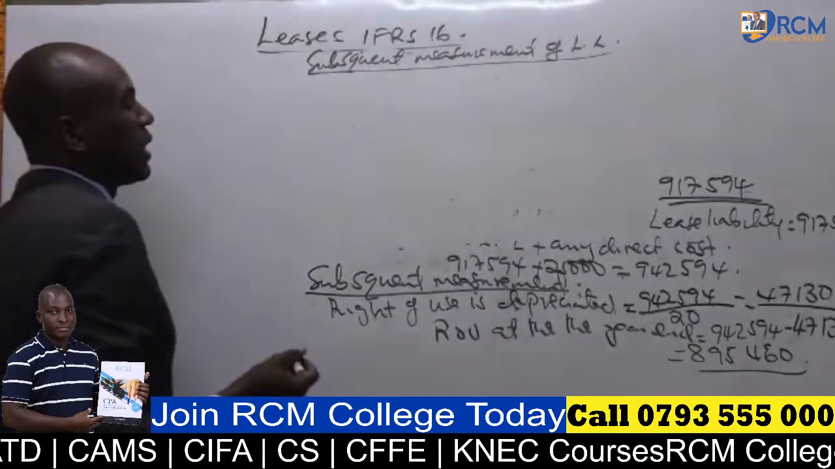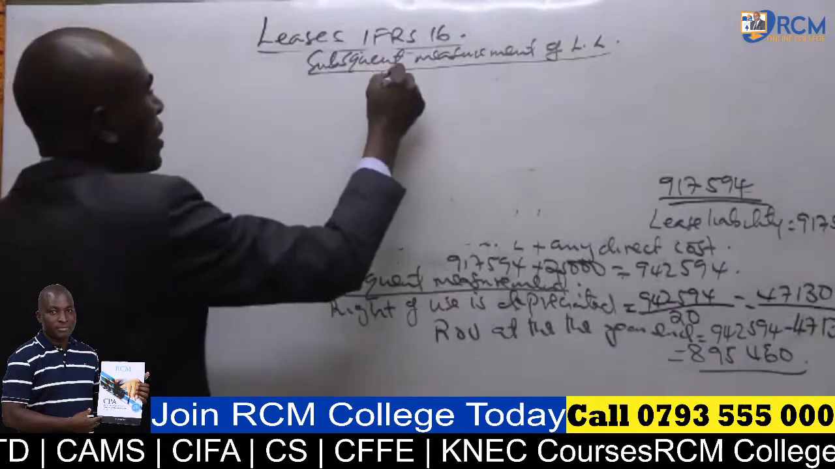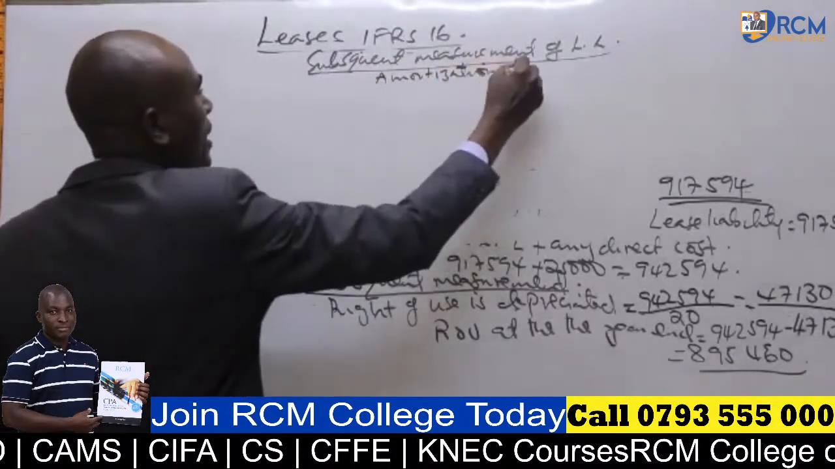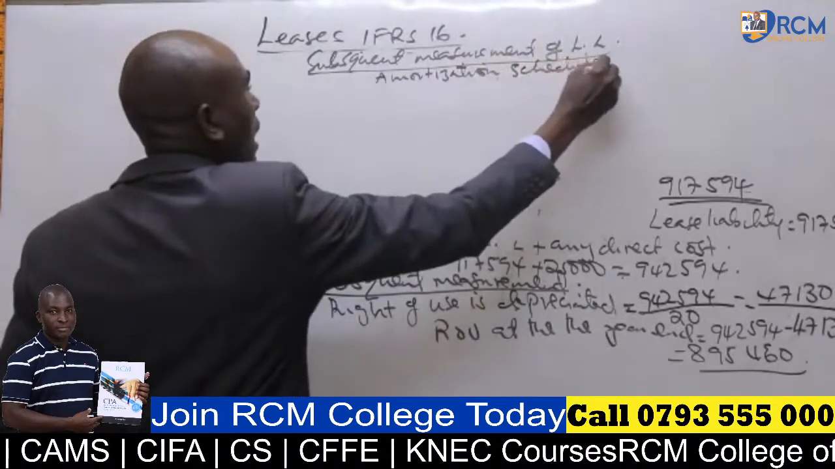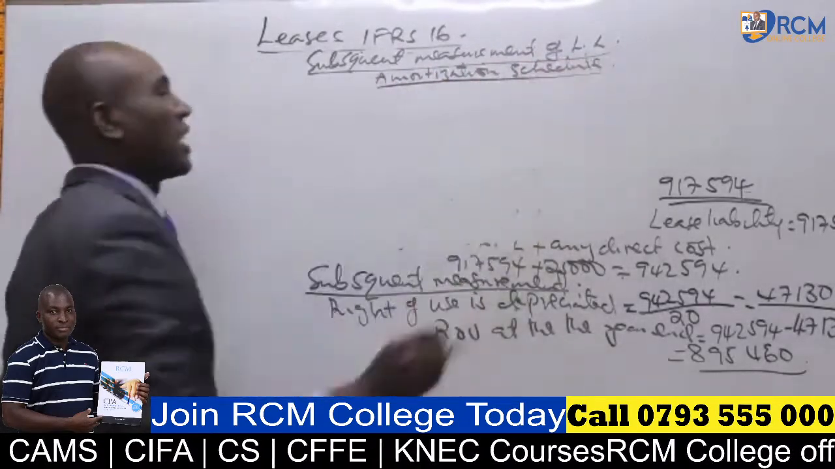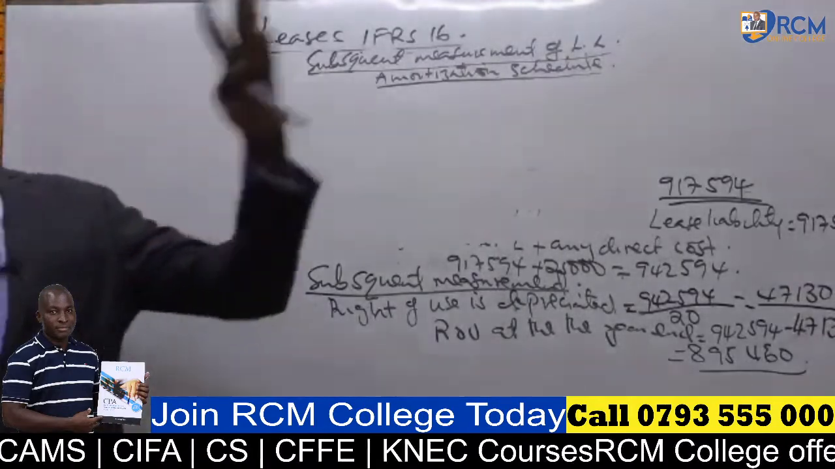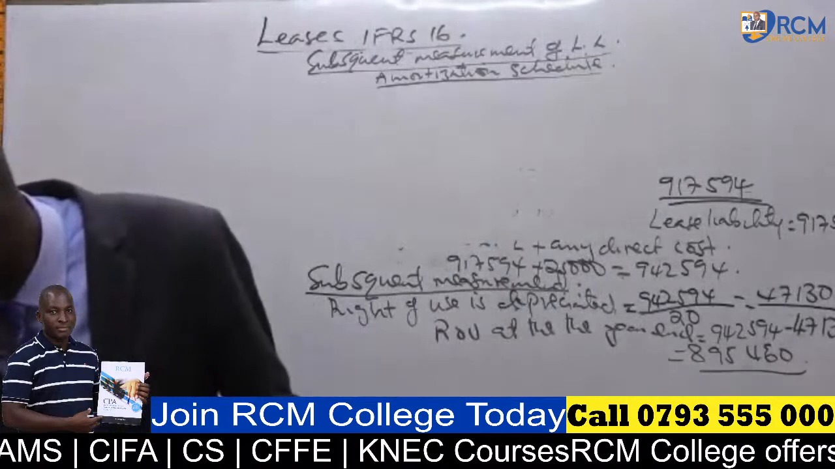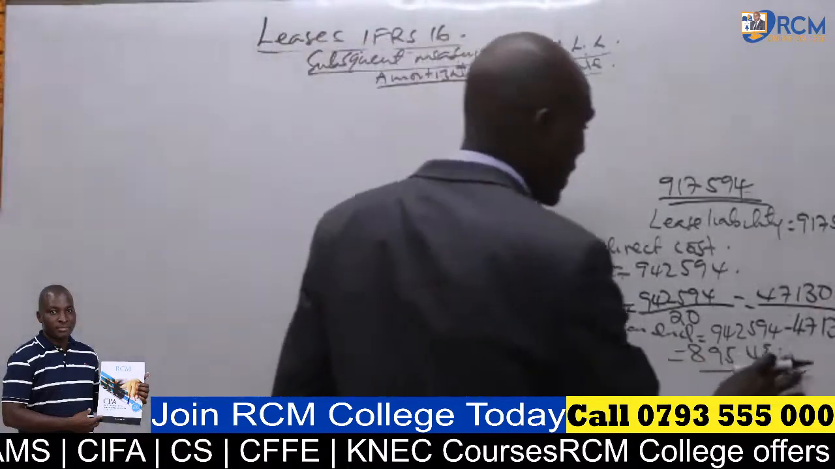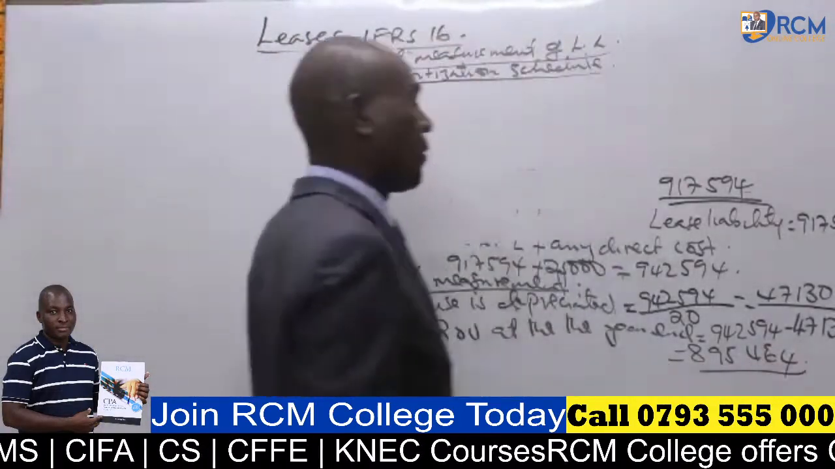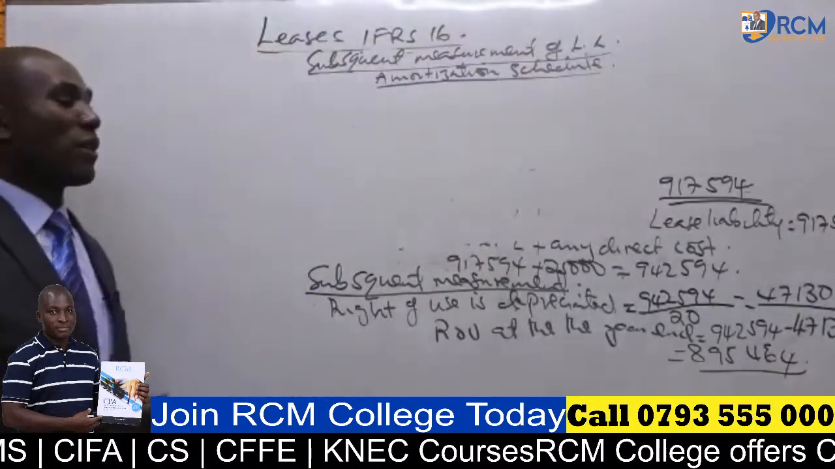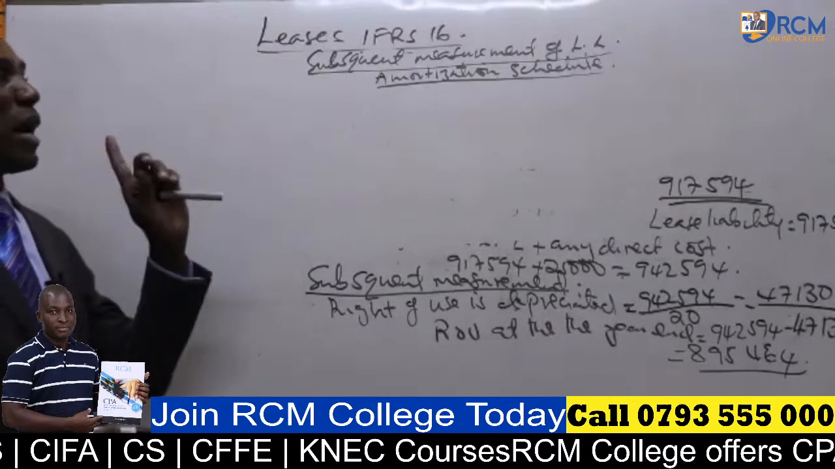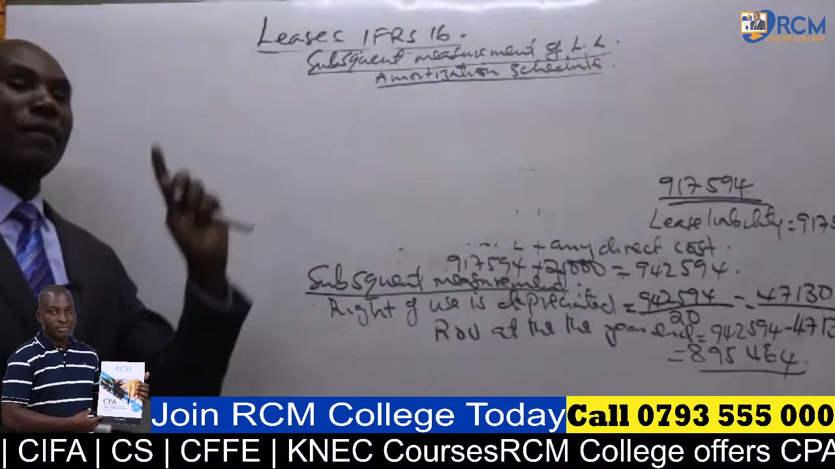This one we said we carried at amortized cost. Amortization schedule. And we are only going to prepare the amortization for 1 year, not 20 years. Correct, 895,464. Thank you very much. Therefore, here, amortization schedule we are preparing only for 1 year.